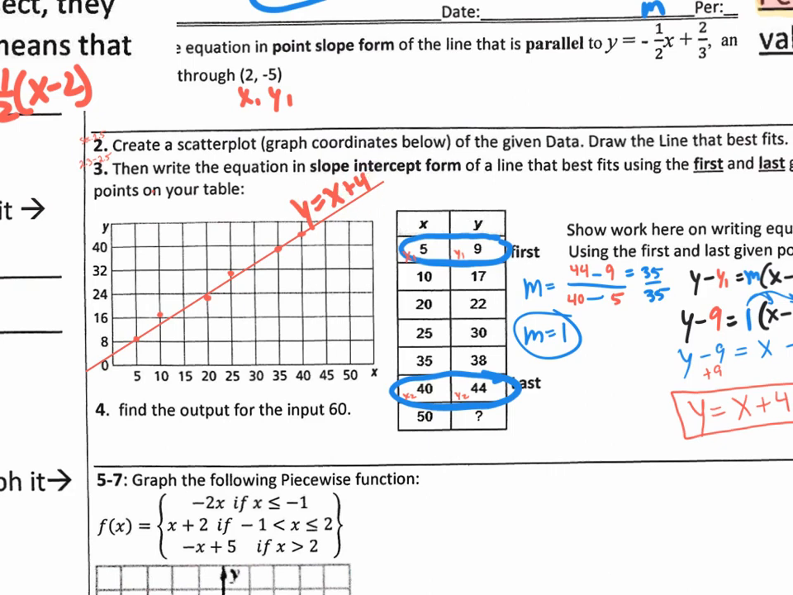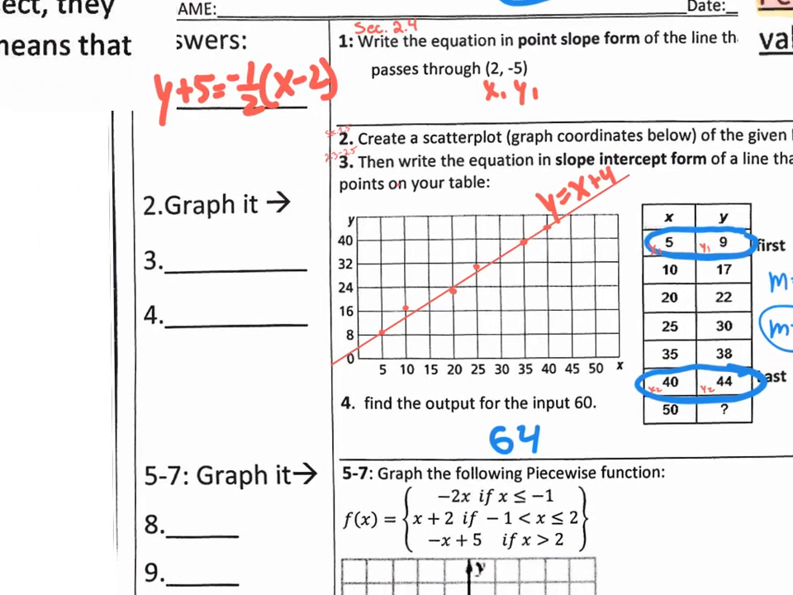Now, if you do go back to the worksheet from 2.5, they say for the input 50, what's the output going to be? I didn't ask you that on the quiz or on the test or on the practice test, and I won't ask you that on the real test tomorrow. On the practice test, I say find the output for the input 60. That's really straightforward, right? What are you going to do? You're going to put in 60 in there, and 60 plus 4 is 64. So that's the answer to number 4.